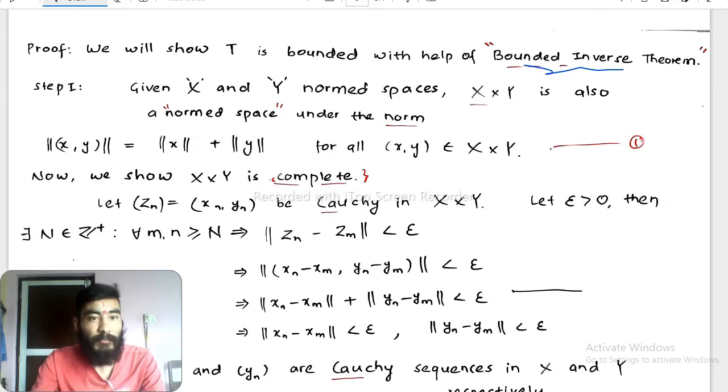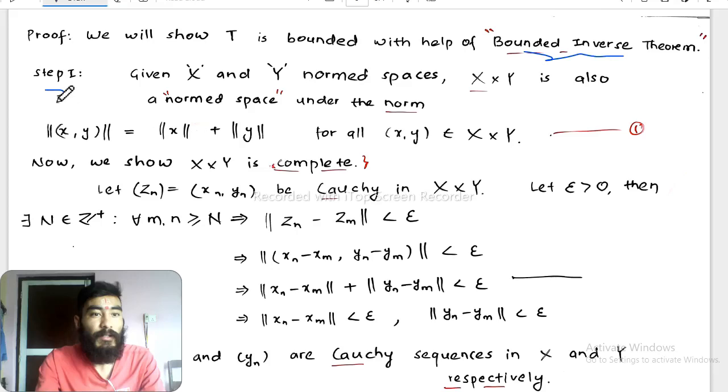Now I have given the background of the proof. Let's move on to the proof. So step 1: first we show the space X cross Y is complete. Given X and Y are normed spaces, X cross Y is also a normed space under the norm where the norm of the ordered pair (x, y) is the sum of the norm of x and the norm of y. So we have defined a new norm on X cross Y, and under this norm the space X cross Y is a normed space. Now we show this space is complete.